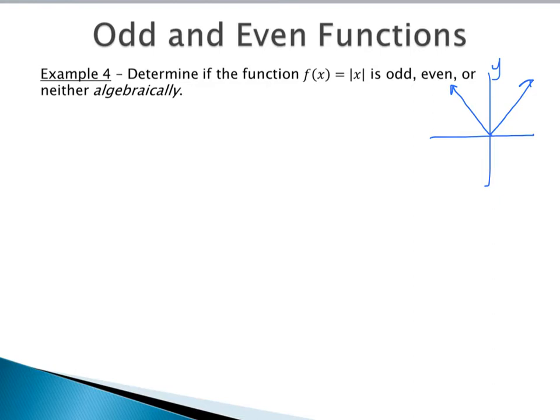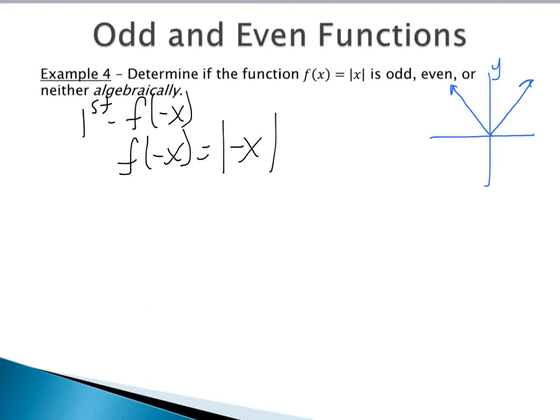So going back to what we did before, our first step is that we need to find f of negative x. So if we do f of negative x equals the absolute value of negative x, the question is, what does that equal? Well, what happens when we take the absolute value of a negative number? For example, if I do the absolute value of negative 2, that really turns the number positive to give us a positive 2. Another way that I can get a positive 2 answer is if I just did the absolute value of 2. If I just do the absolute value of 2, that also gives me 2.